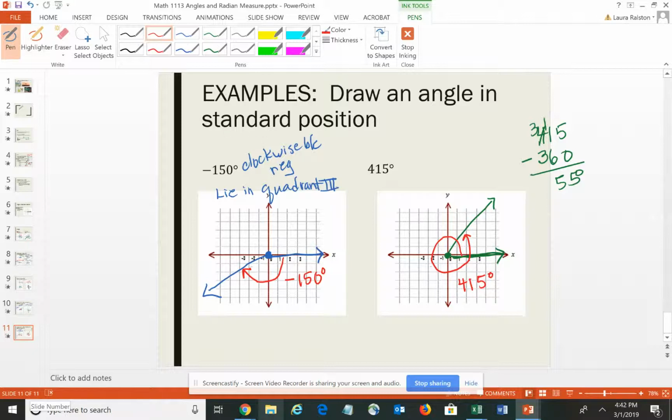Okay, so that's how you draw an angle in standard position. It gives you some background on angles. In the next video, we'll talk about radian measures and look at that relationship as it relates to degrees.